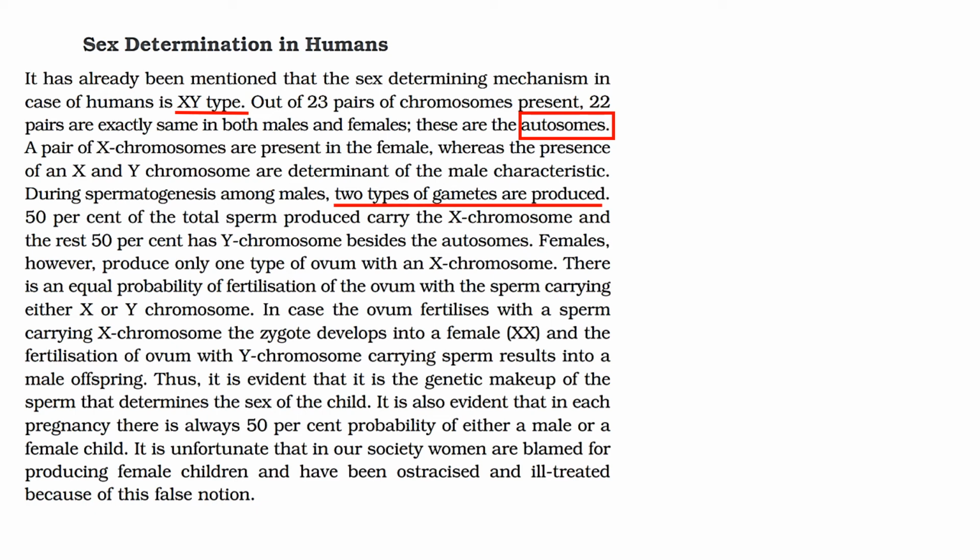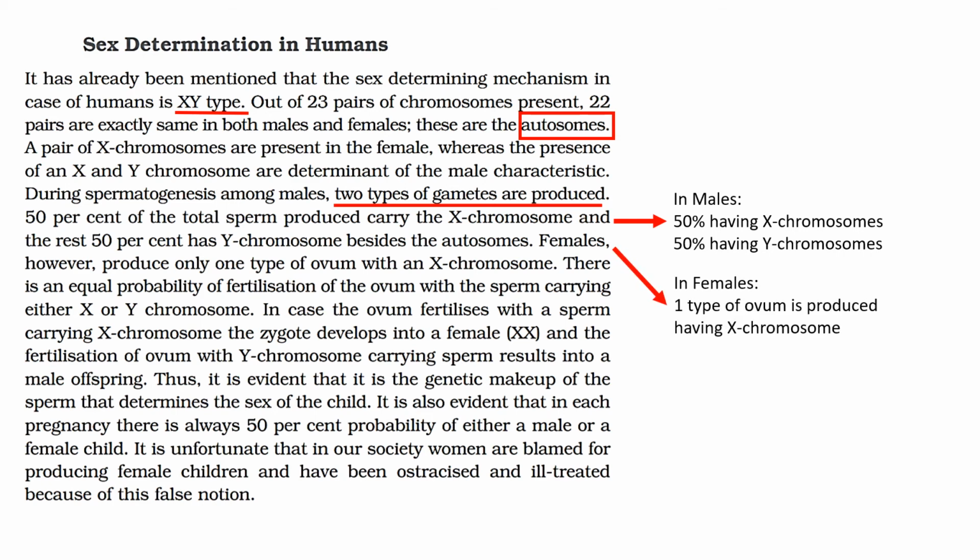Out of the total sperms produced in males, 50% have an X chromosome and the rest 50% have a Y chromosome. While in females, only one type of ovum, having an X chromosome, is produced. This creates an equal probability of fertilization of the ovum with a sperm carrying either an X or Y chromosome. In case the ovum fertilizes with a sperm carrying an X chromosome, the zygote develops into a female, that is XX, and if the fertilization is by a sperm having a Y chromosome, it results in a male offspring. Thus, it is evident that the genetic makeup of the sperm determines the sex of the child.